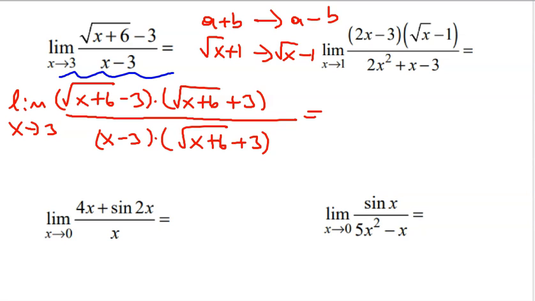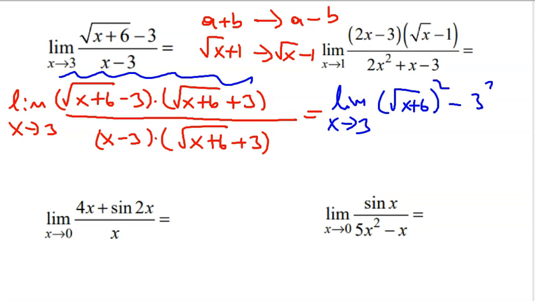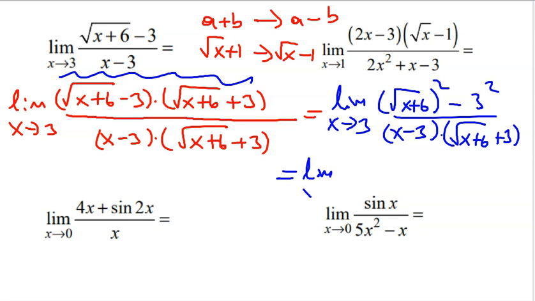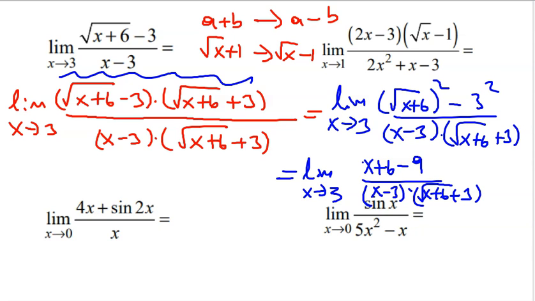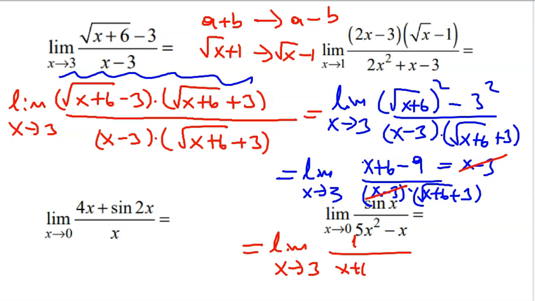I just want you to focus on this product. That product is actually the expansion of a difference of squares, which means the limit as x approaches 3 of (square root of x plus 6) squared minus 3 squared over (x minus 3) times (square root of x plus 6 plus 3) equals the limit as x approaches 3. The first one will be just x plus 6, and the second one will be 3 squared, which is 9, over (x minus 3) times (square root of x plus 6, plus 3). If you focus on the top expression, x plus 6 minus 9 is just x minus 3, and we can simplify these two. Then we get the limit as x approaches 3 of 1 over (square root of x plus 6, plus 3).